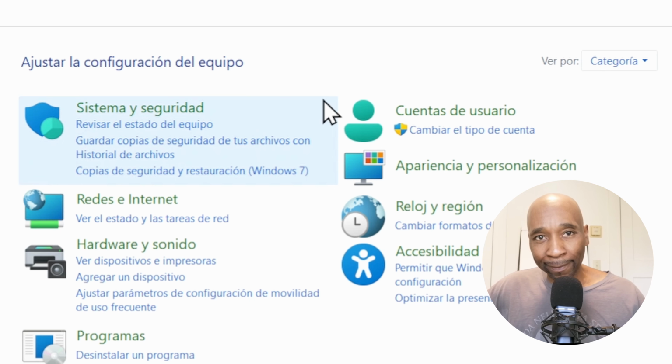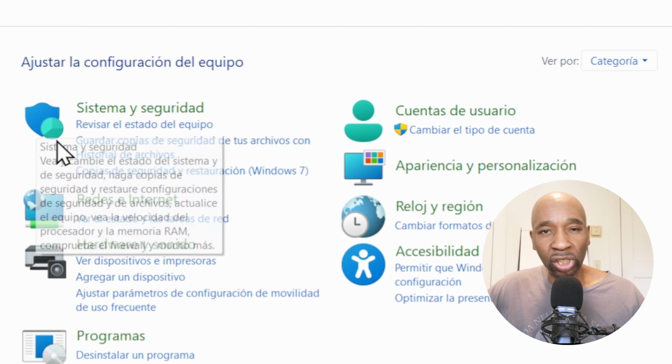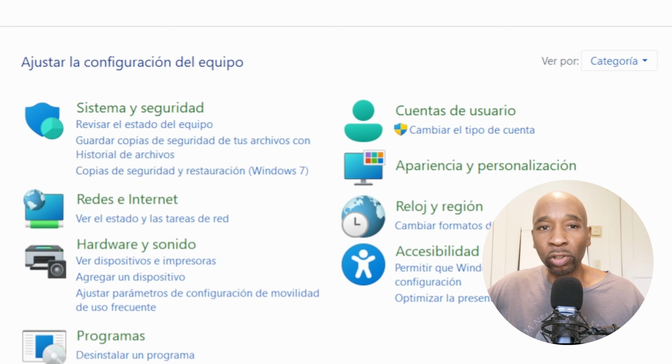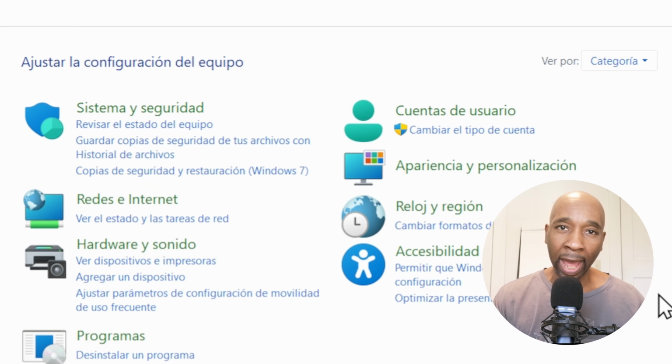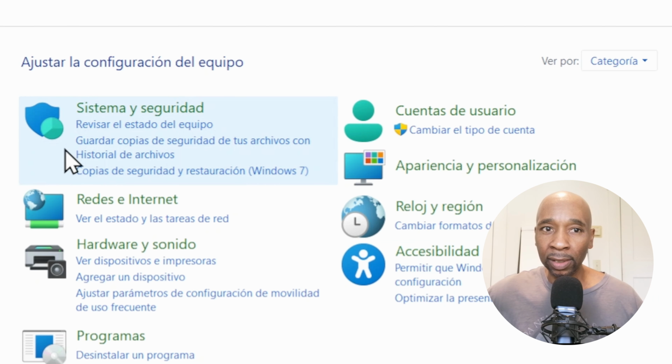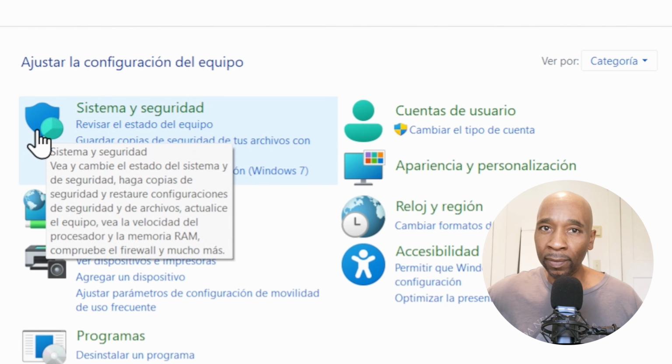Sistema y seguridad. Okay? Look at that icon. Always pay attention to your atmosphere, your surroundings. Language learning is not just about words and letters. Also, it's about your atmosphere, your context, includes your surroundings. So always pay attention to that. Like your icons. Sometimes you can look at the icon and that'll trigger the meaning right there.